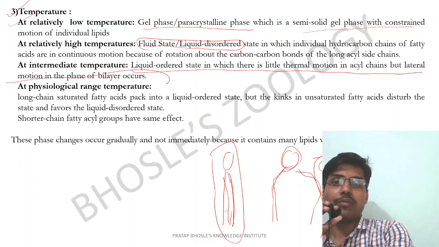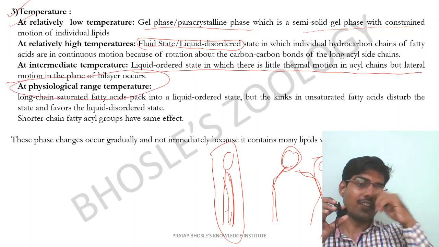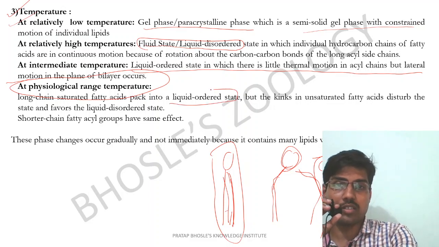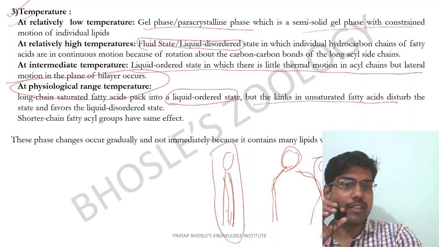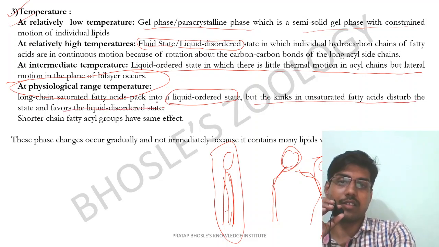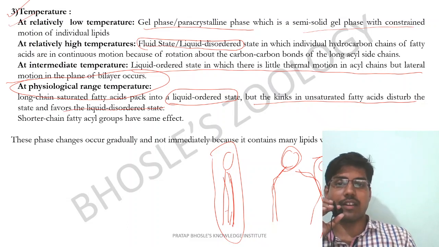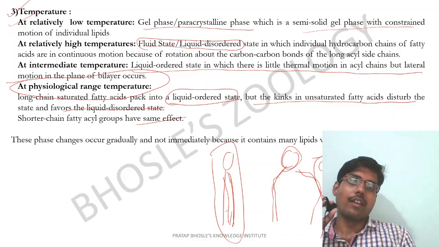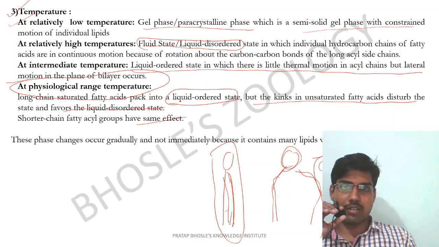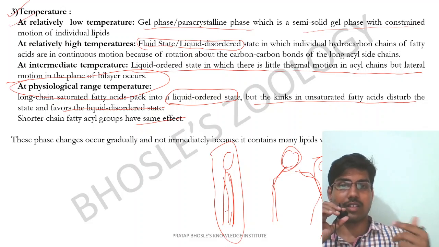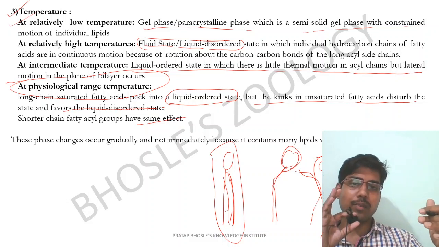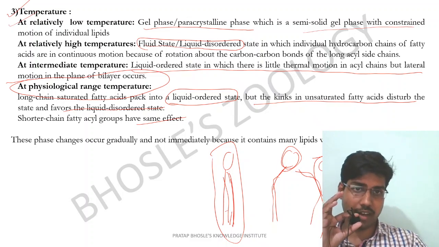But at the physiological range temperature, near about the body temperature, the long chain saturated fatty acids pack into a liquid order state, but the kinks in unsaturated fatty acids disturb the state and favor the liquid disorder state. Shorter chain fatty acids, as we have seen, had the same effect at the physiological range temperature. And all of these transitions which we have seen in the three factors do not occur instantly or immediately, they occur gradually. So ultimately, the membrane fluidity will be determined by the combined effect of all these three factors, right?